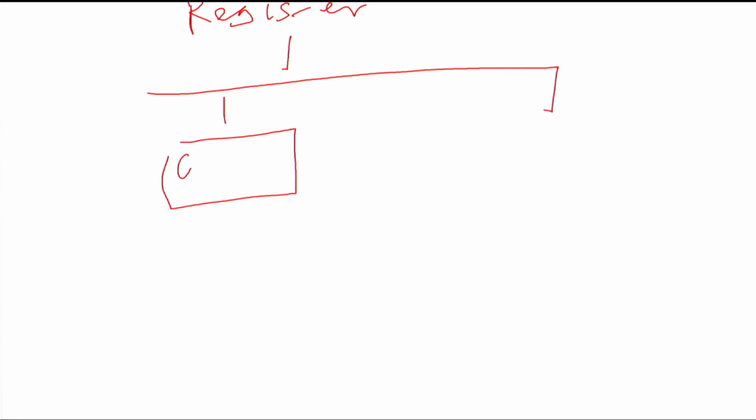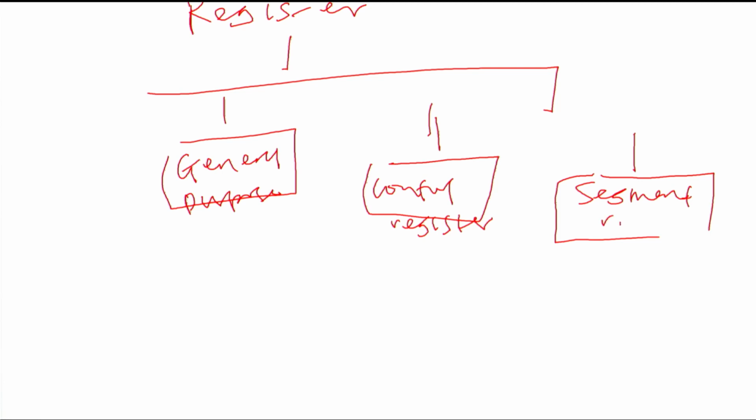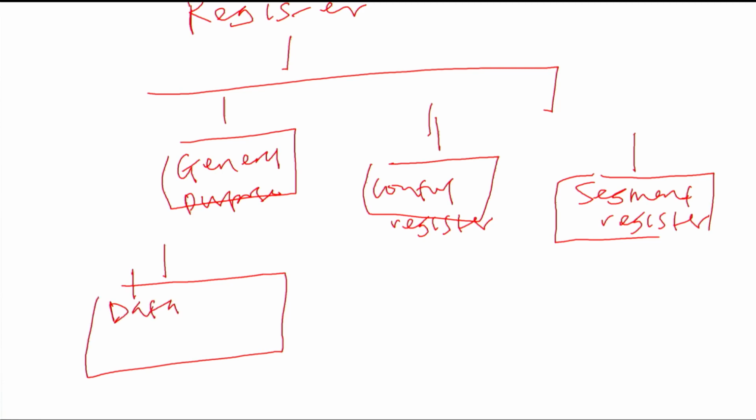The first one is the general purpose register. Then we have the other one, which is control register. The third one is segment register. Now the general purpose register is divided into 3. We have data register, we have what we call pointer register, and index register. Now the control register consists of 32 bits instruction flag. We call them instruction flag, IF.